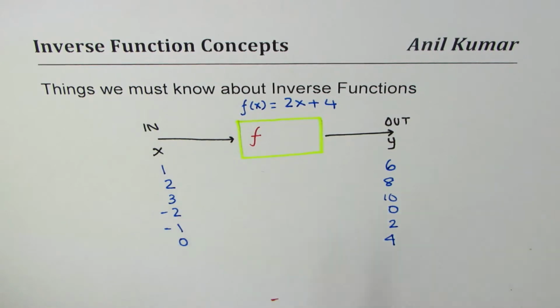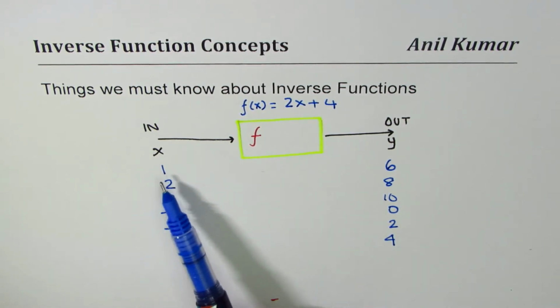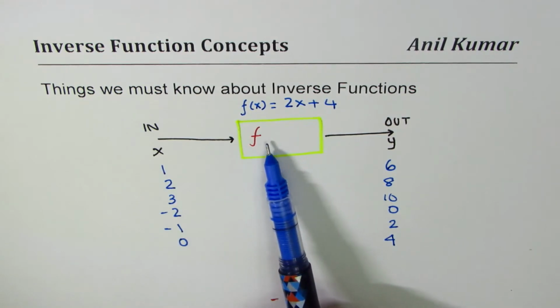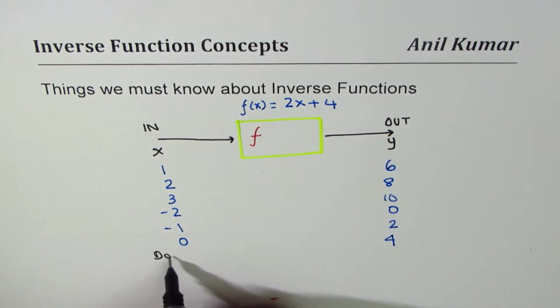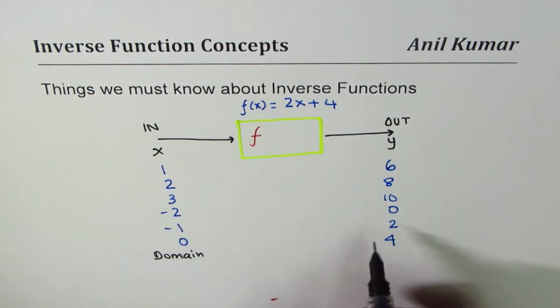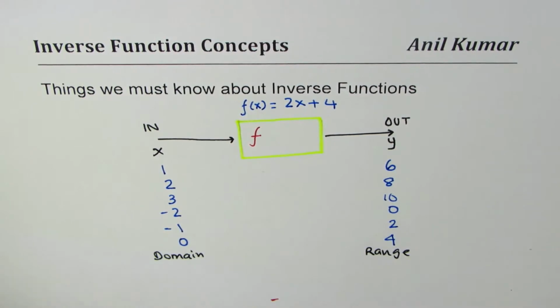So basically what is happening here is that all the inputs are being operated by the function, resulting in an output. Now this set of inputs is called the domain, and the outputs will be called the range. So that is about the function.